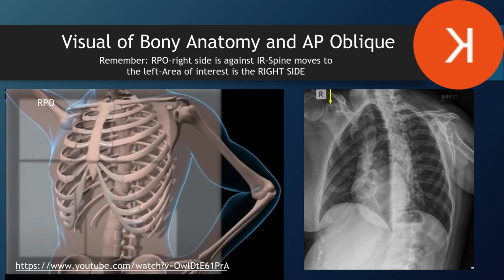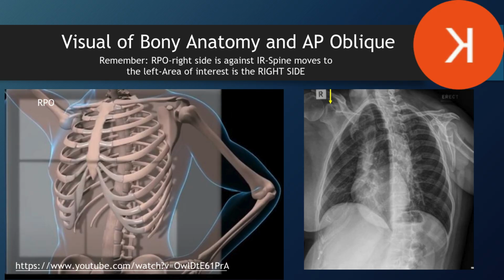Okay, here we have the visual of bone anatomy in AP oblique. Remember the RPO or right posterior oblique. The right side is against the image receptor. The spine moves to the left, and the area of interest is our right side.